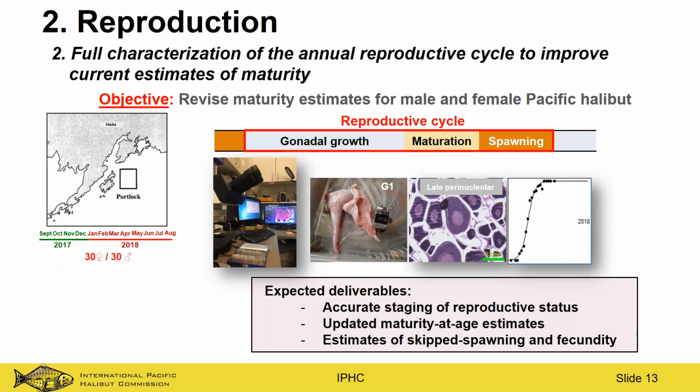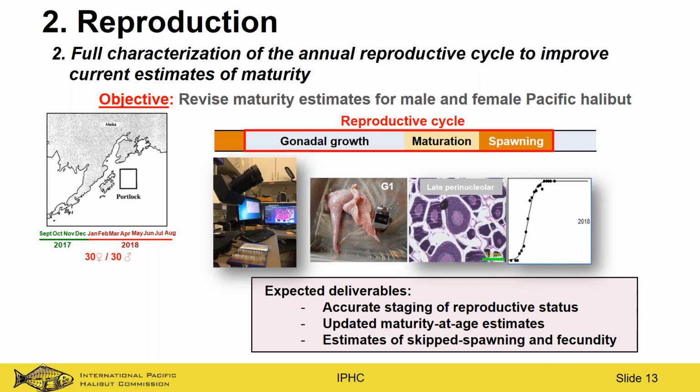So moving on, one of the other research areas within the biological program has been to characterize the annual reproductive cycle in order to improve current estimates of maturity. This is a study that we initiated in mid-2017. You've heard before that between 2017 and 2018, we did an exhaustive program of collecting gonadal samples from both males and females during an entire calendar year, from September 2017 until August 2018, to try to characterize the annual reproductive cycle and gonadal growth and maturation periods for both females and males.